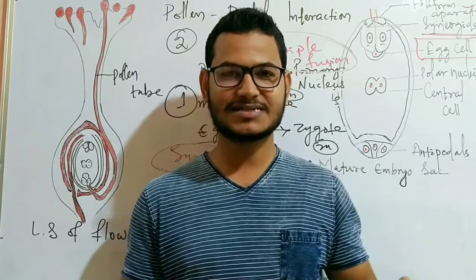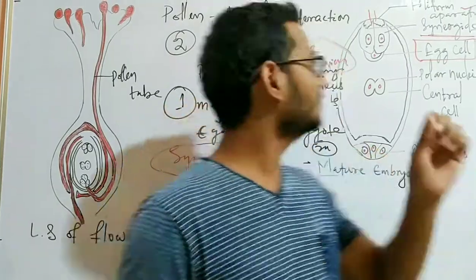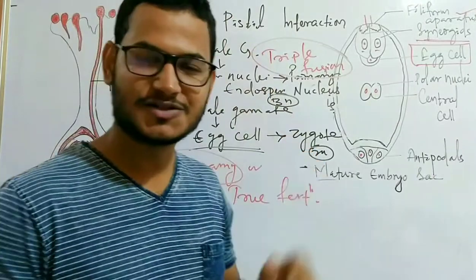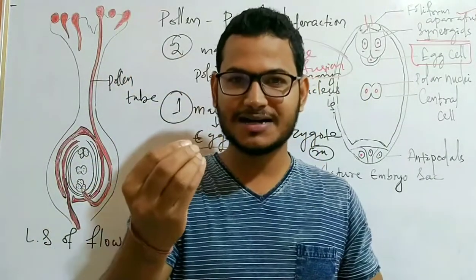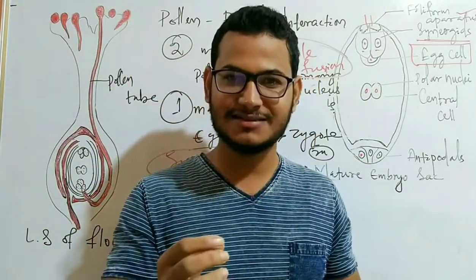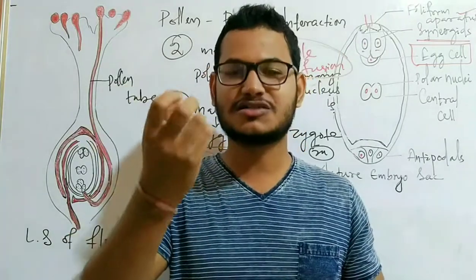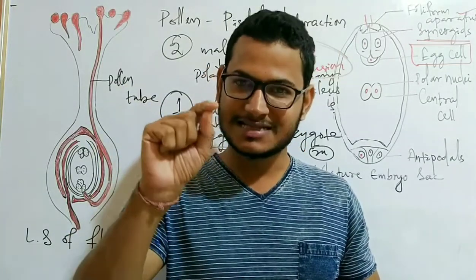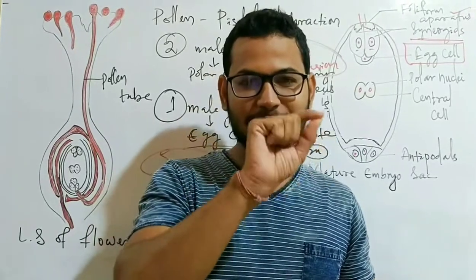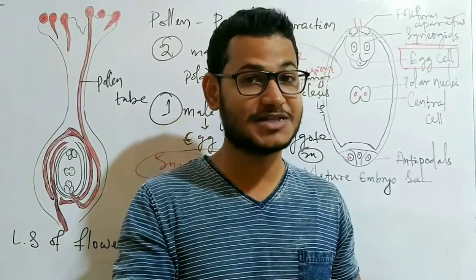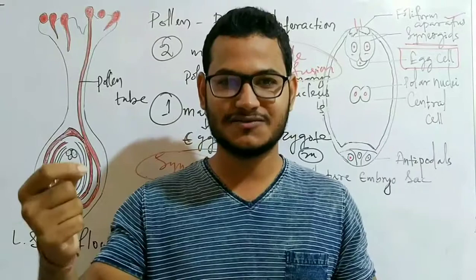Friends, in the previous class, we have studied about the pollen-pistil interaction. So the pollen grain comes out of the anther after digestion of the anther and it will migrate to the surface of the pistil. It is the stigma. So how does the pollen grain, after its maturity, come to the surface of the stigma?